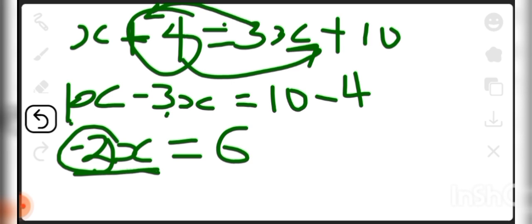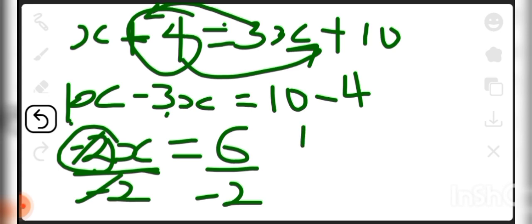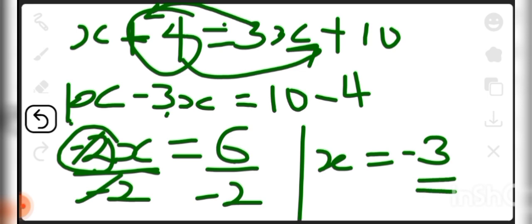So we're going to divide this side by that negative 2. Divide the other side by the same negative 2. Then we will cancel this. Our x will now be equal to 6 divided by negative 2. We are going to have negative 3. Answer. It's as simple as that.